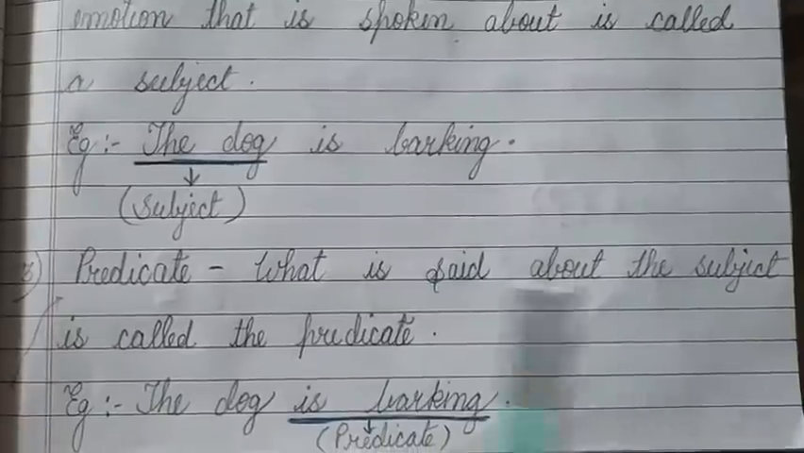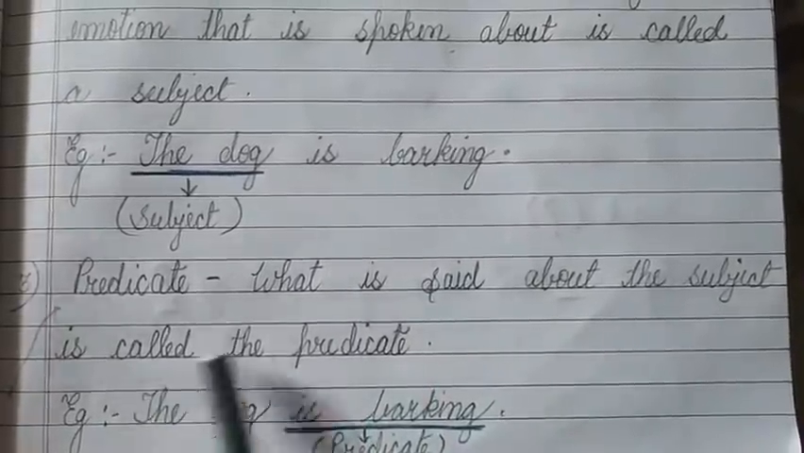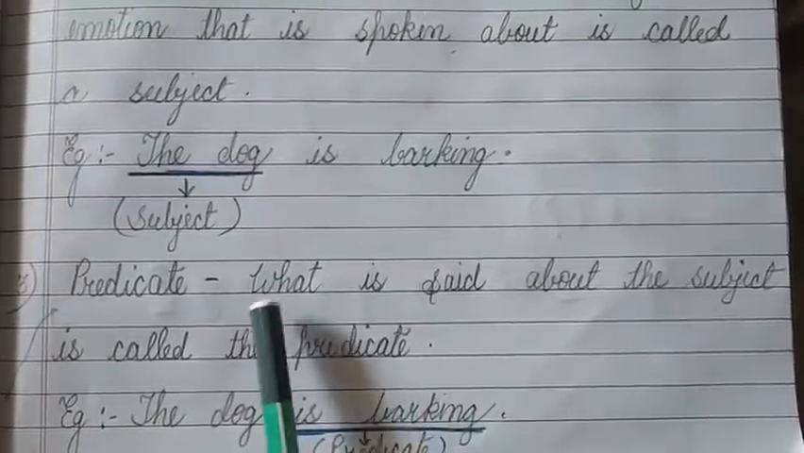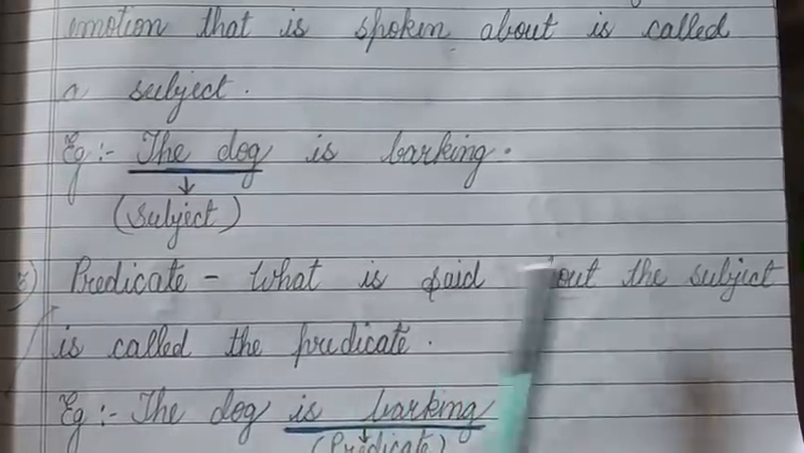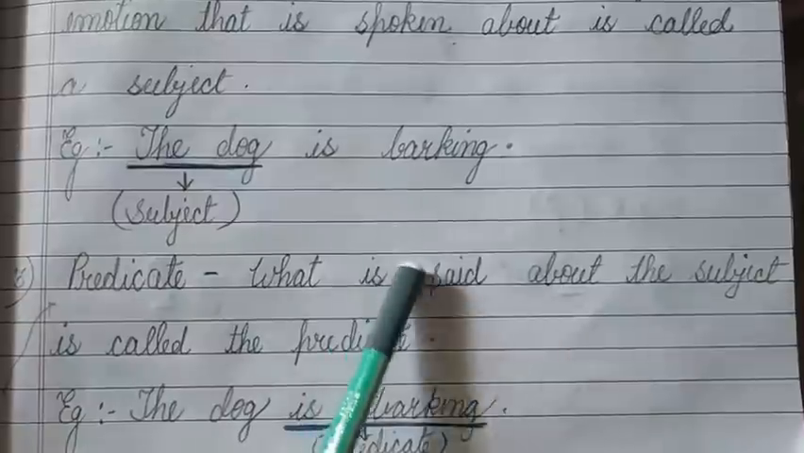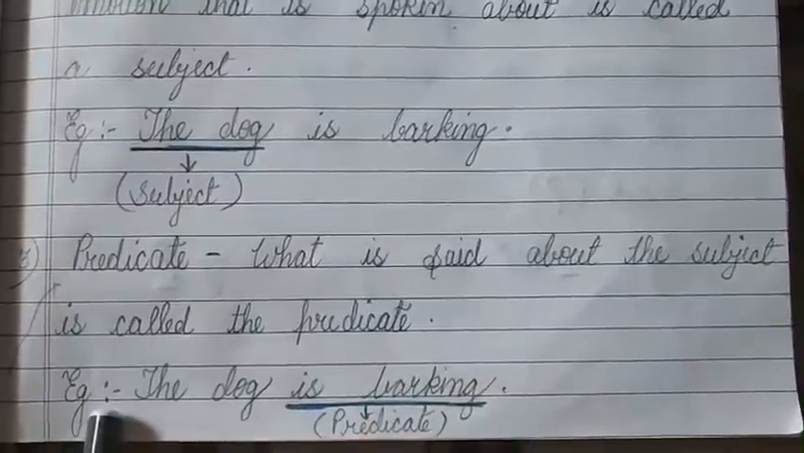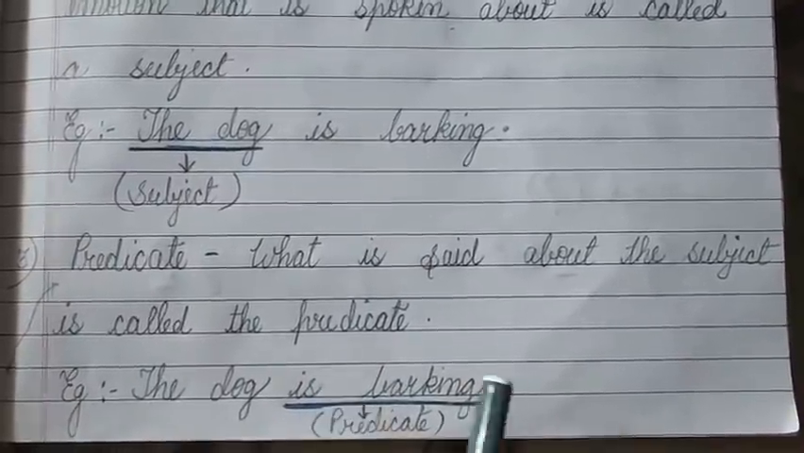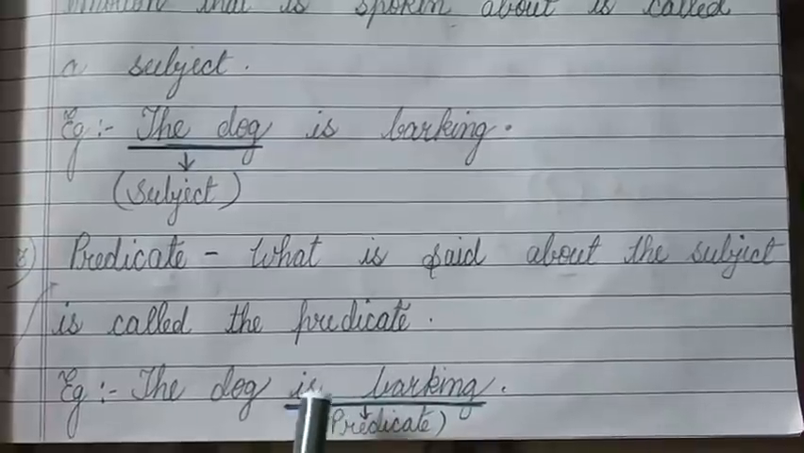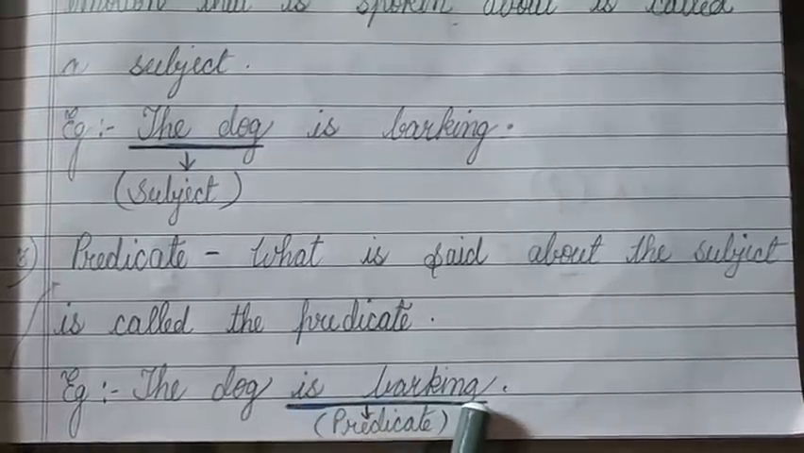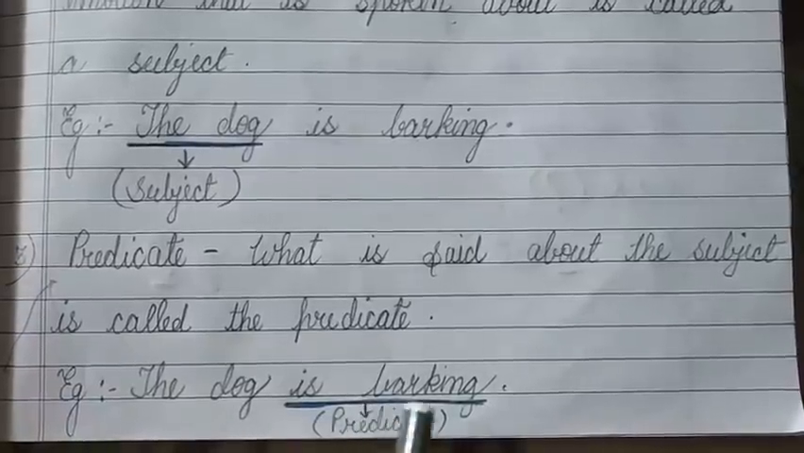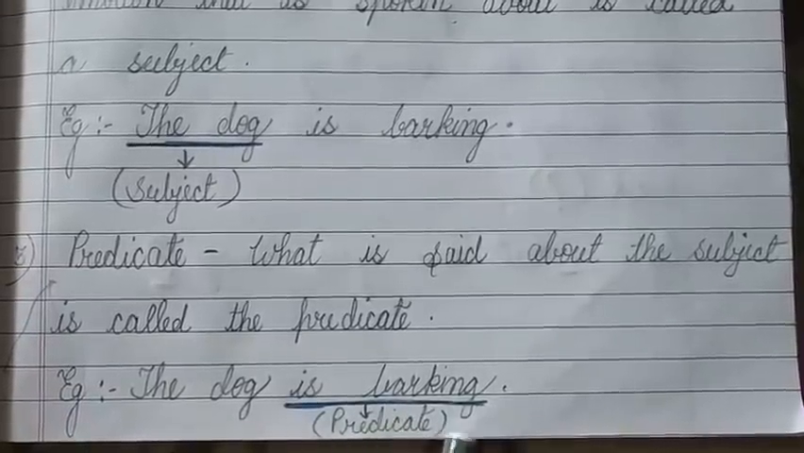Then the next definition is of predicate. Third one. What is said about the subject is called the predicate. Start with a capital letter, put a full stop, give one finger gap between the words. Leave one line. Then you will write down the example: The dog is barking. In this sentence, is barking is the predicate. So you will underline is barking with blue pencil color, put a down arrow and write predicate in bracket.